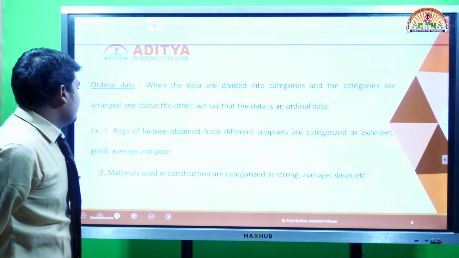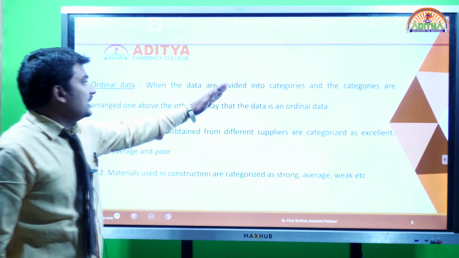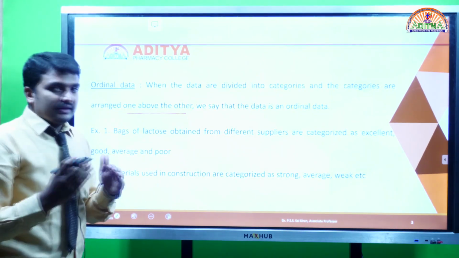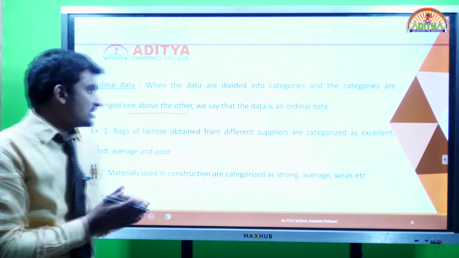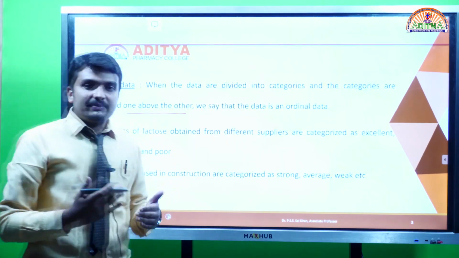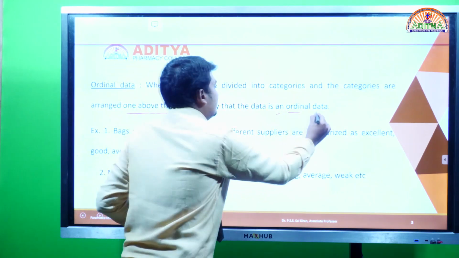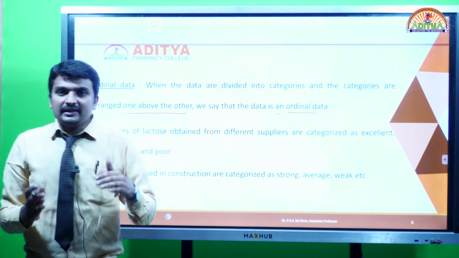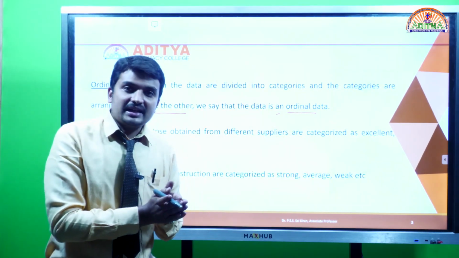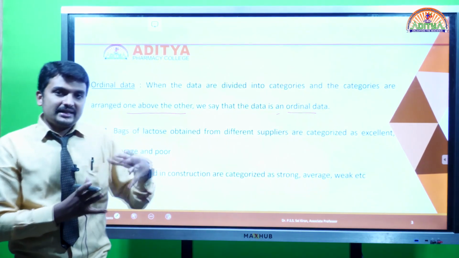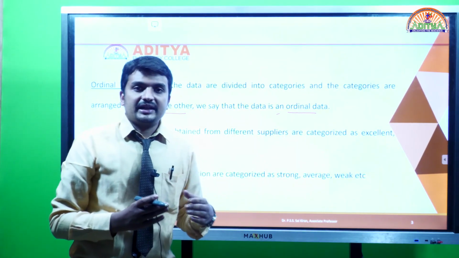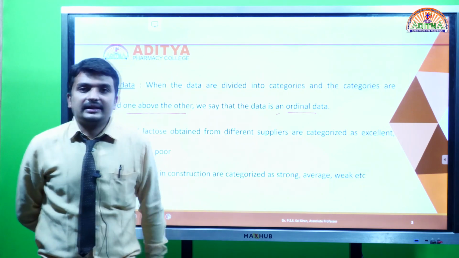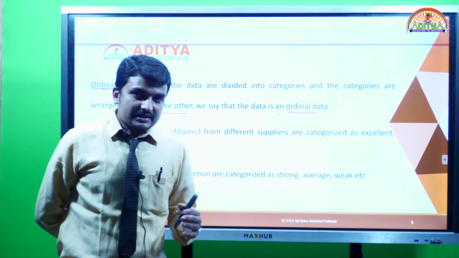And ordinal data: when the data is divided into categories and the categories are arranged one above another, or arranged in a sequence depending on one another, it is called ordinal data. For example, bags of lactose obtained from different suppliers. Here the lactose is common, but the suppliers are different, therefore this kind of data is called ordinal data. We perform statistical tests like parametric tests when the data is nominal.